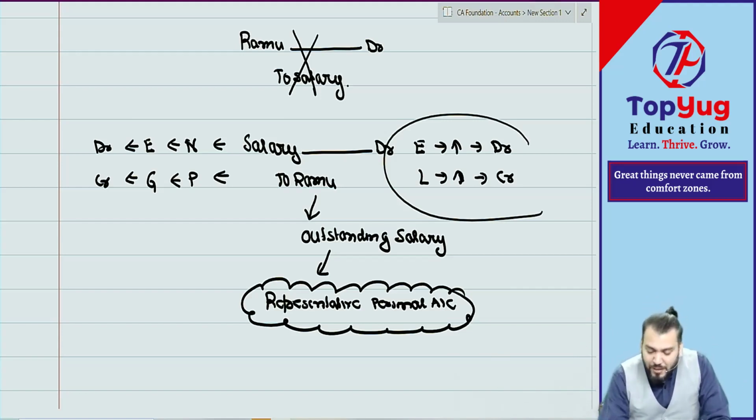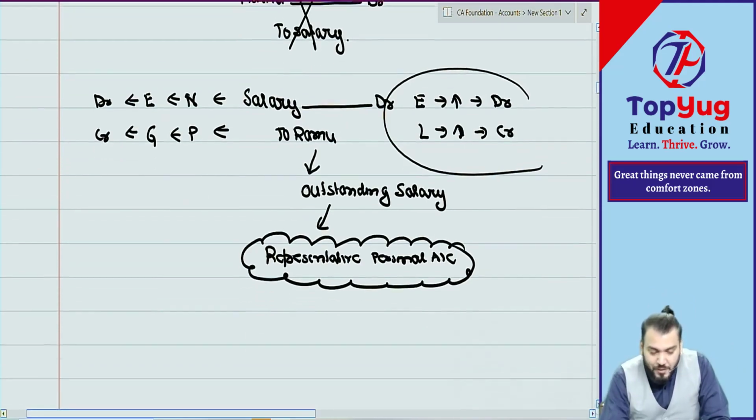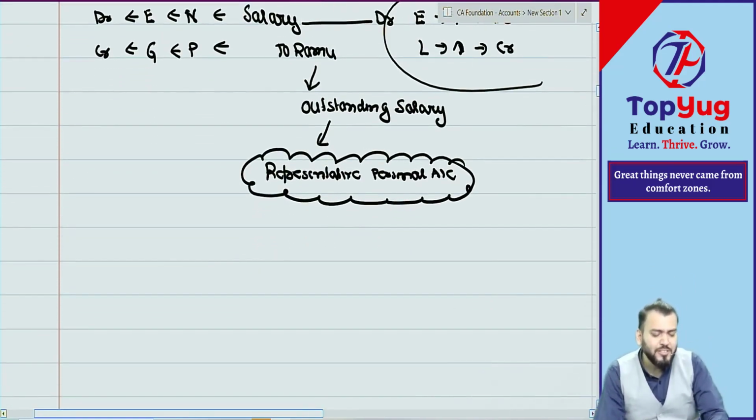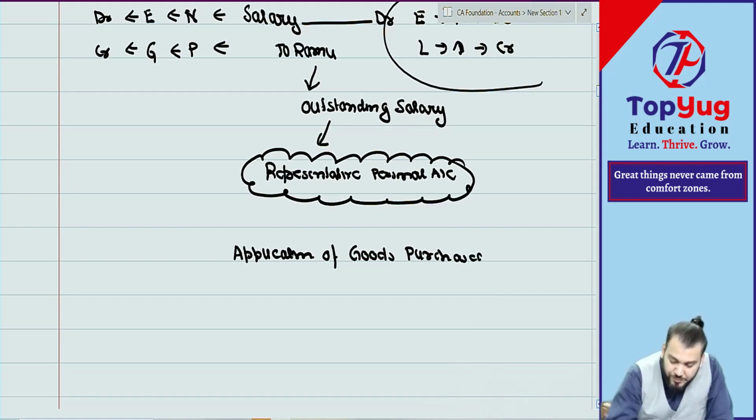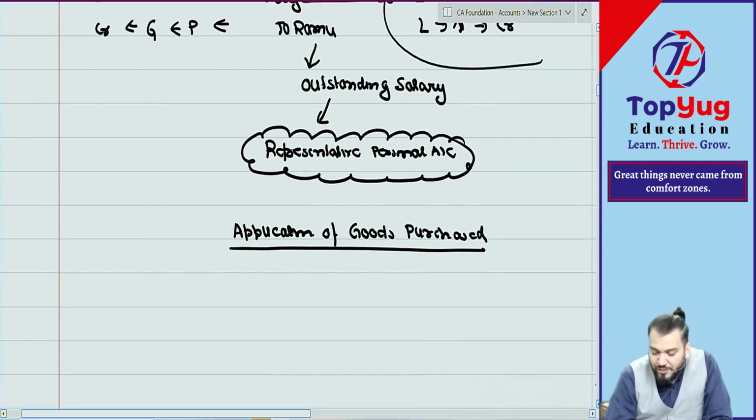Now, before going to some other concept, let me introduce some more journal entries only. One topic: application of goods purchased. Topic is what? Application of goods purchased.